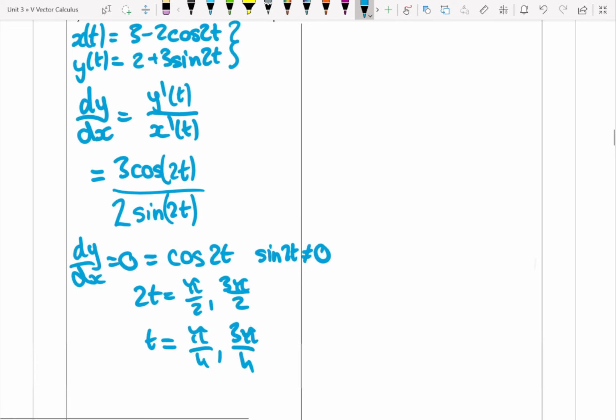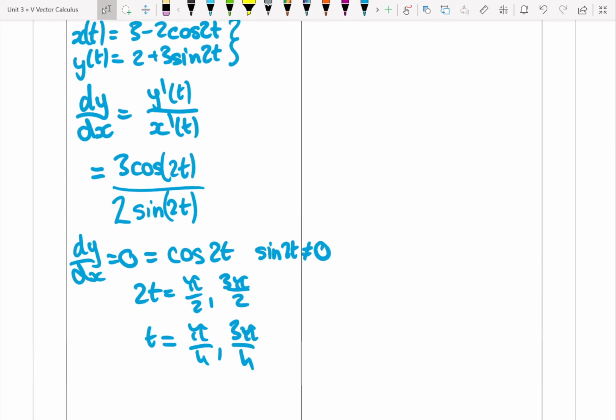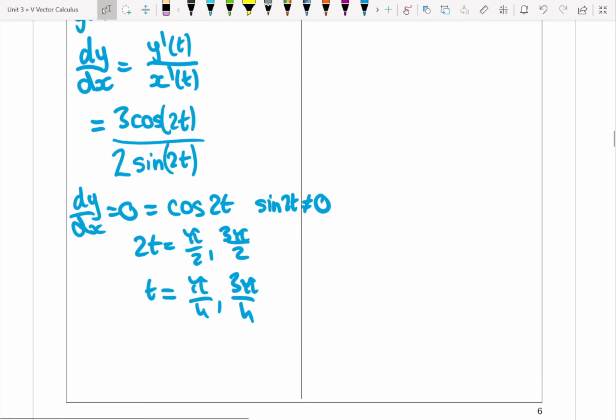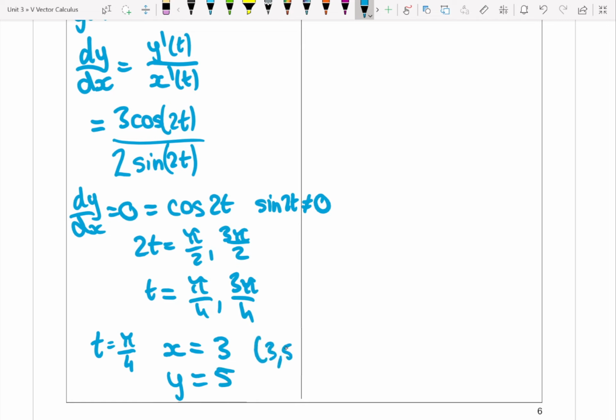So when t equals pi on 4, substituting back in, we get x is equal to 3 take 0, which is just 3, and we get y equals 2 plus 3 times 1, which is 5. So our coordinate is going to be (3, 5), where the gradient is 0.